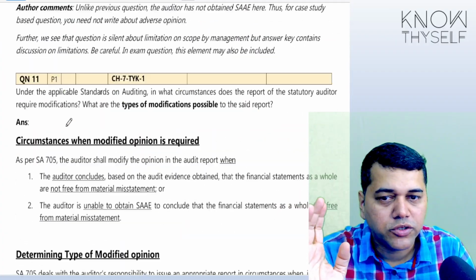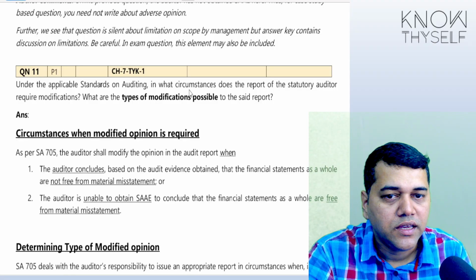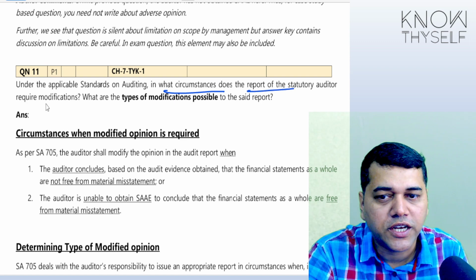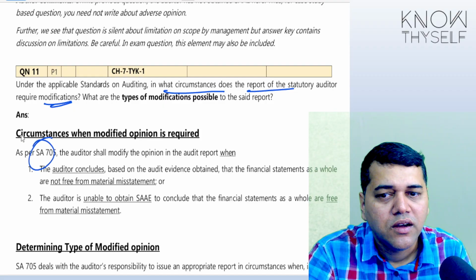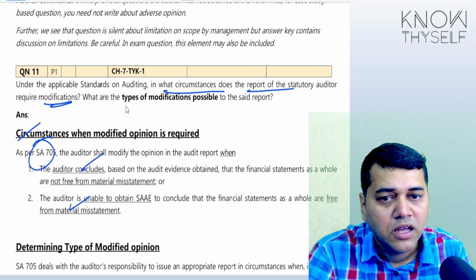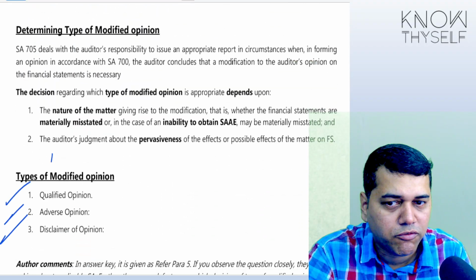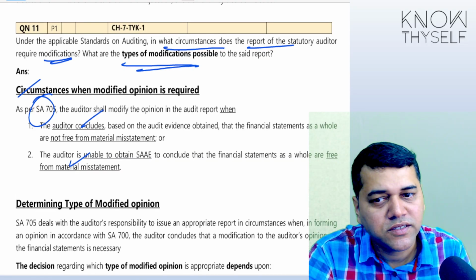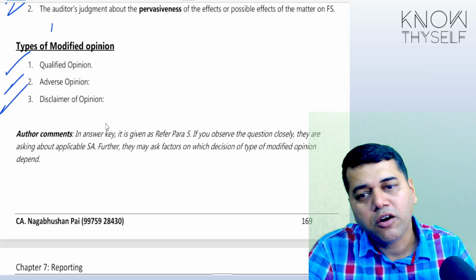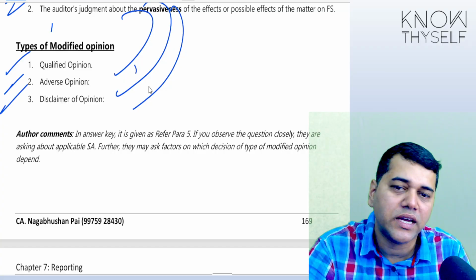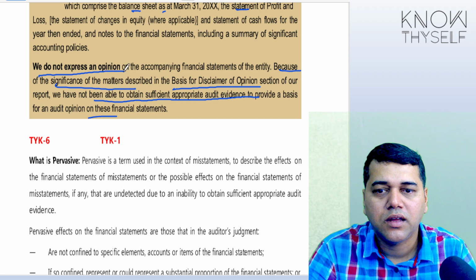Yes, so I hope you are clear about this. Now, under the applicable standards on auditing, in what circumstances does the report of the statutory auditor require modification? Very easy. So you are going to tell 705. What circumstances? You are going to say 2 circumstances. What are the types of modifications possible to the said report? There are 3 types: 1, 2, 3. 1 mark for this, and 1 mark for the circumstances. Did they ask you about determining the type of modification? No. If they ask you, you can write this, or explain what is applicable to each. You can write this paragraph also, so you decide in the examination what to write. I hope it's clear, students.